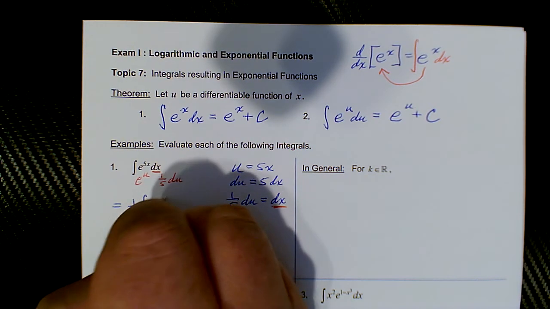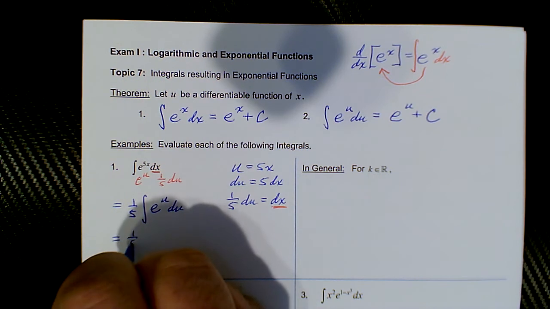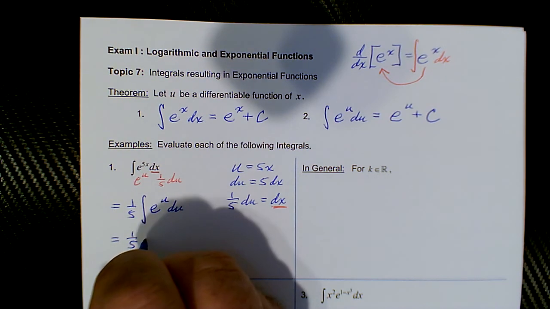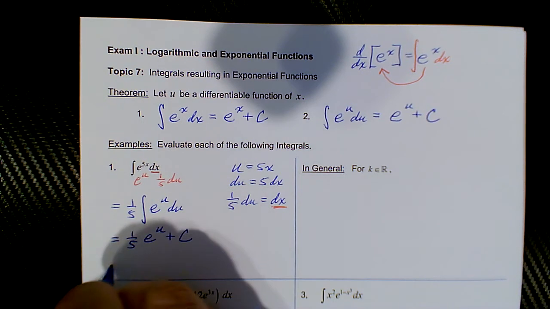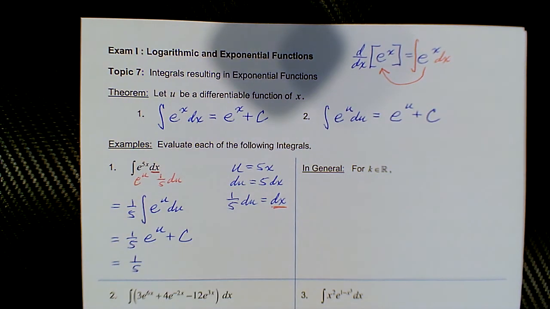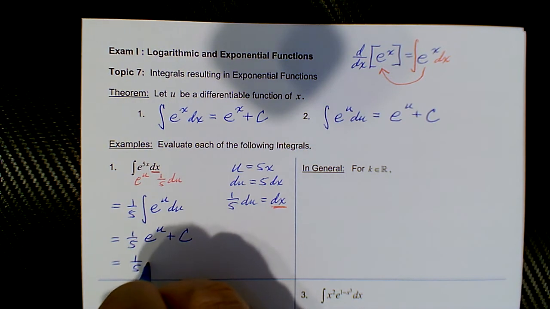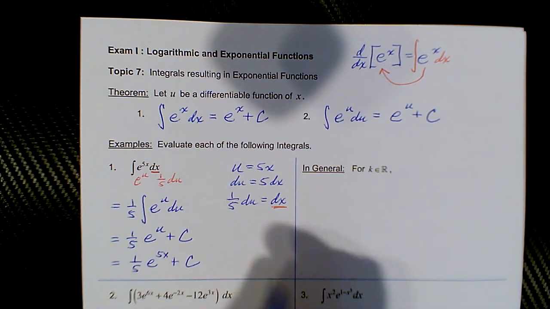Integral change of variables gives us e to the u with respect to u. And so integrating, the 1/5 tags along, e to the u integrates to be e to the u. We add our constant of integration at that point. And then back substituting, we have 1/5 e to the u, where u was 5x, and then plus our constant.